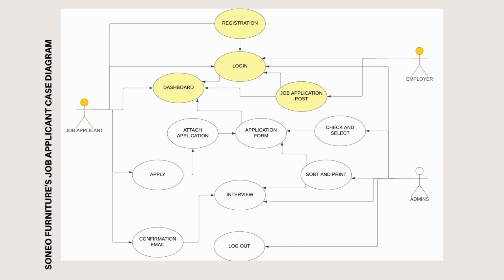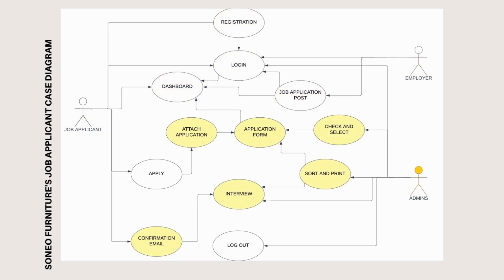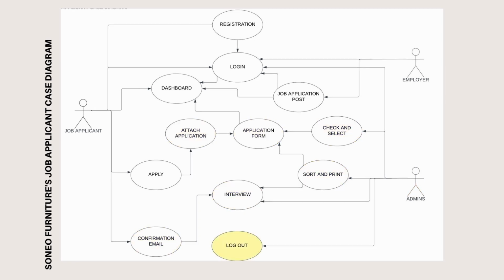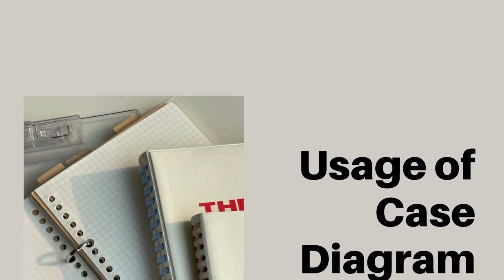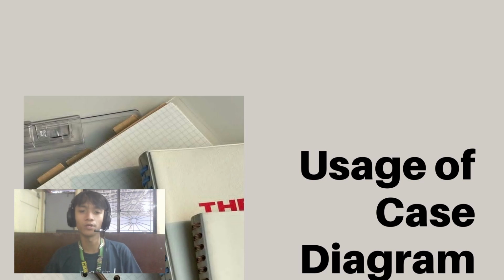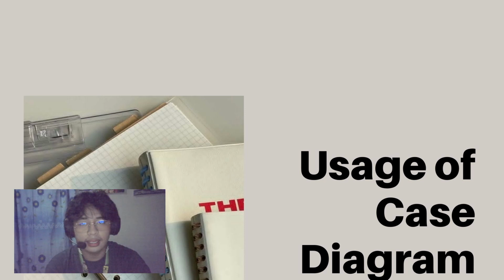The first step is to attach the application, which takes the job applicant to the application form. Following that, administrators will review, choose, sort, and print the applicant's application and interview materials in order to build a report on the job applicant's profile. Furthermore, the job applicant receives a confirmation email. If the organization accepts his or her application, he will now advance to the interview case, which is supported by the administrators or interviewers. The final case is the logout, which logs out of the company's portal or application. Overall, the case diagram clearly portrays the flow of the job application, particularly the process of employing job applicants at Sunea Furniture.